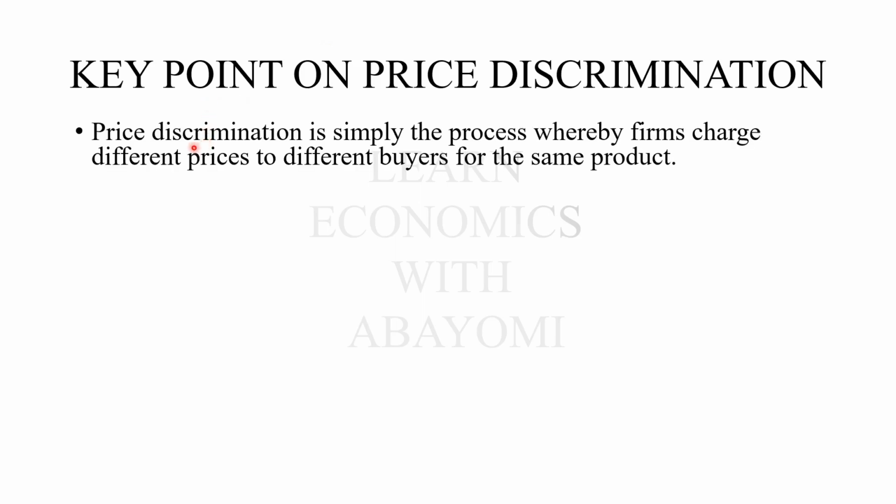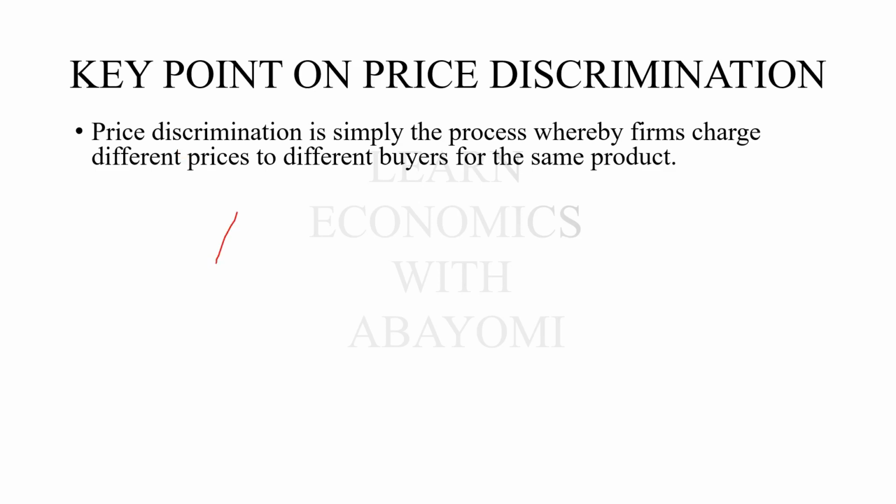So now, the first thing you need to know about price discrimination is that it's simply the process whereby firms charge different prices to different buyers for the same product. For example, we can have a mobile phone as a product, and that particular mobile phone is sold for different prices to different buyers. That is simply price discrimination. That same mobile phone is sold for different prices to different individuals.